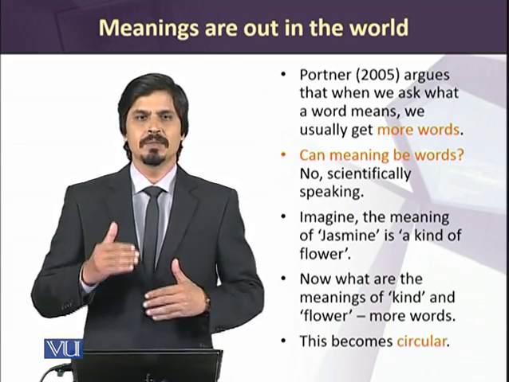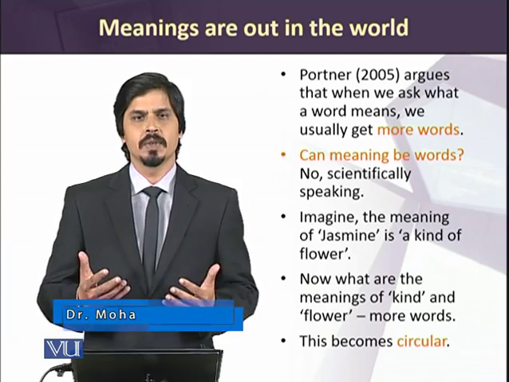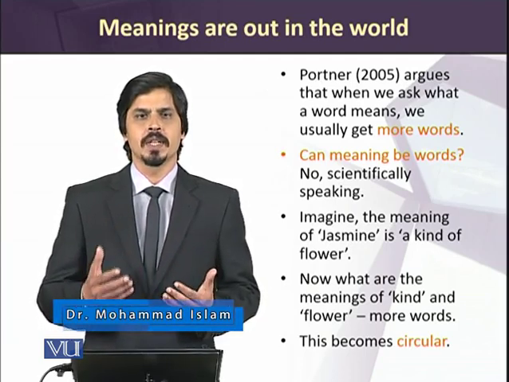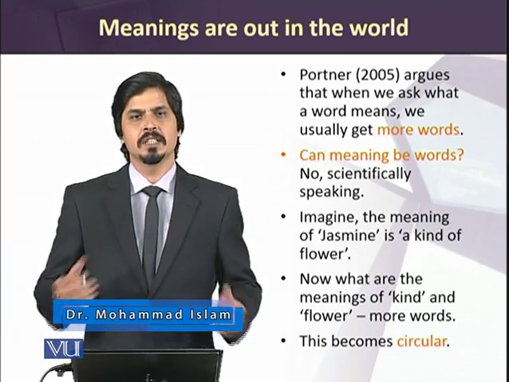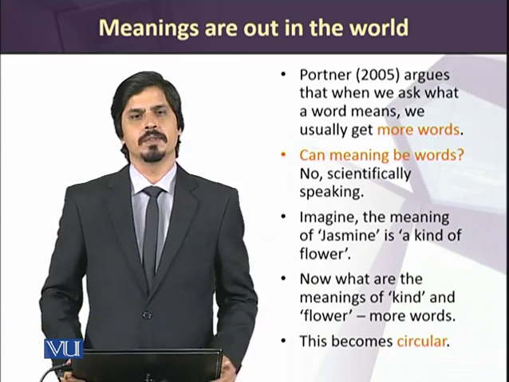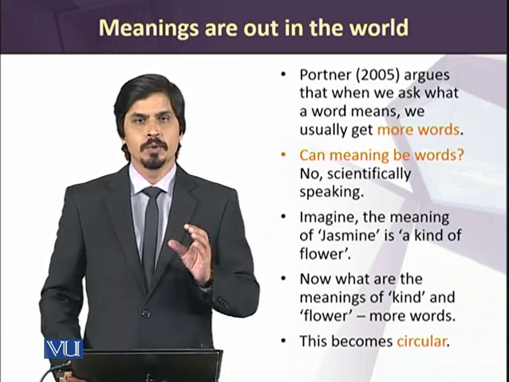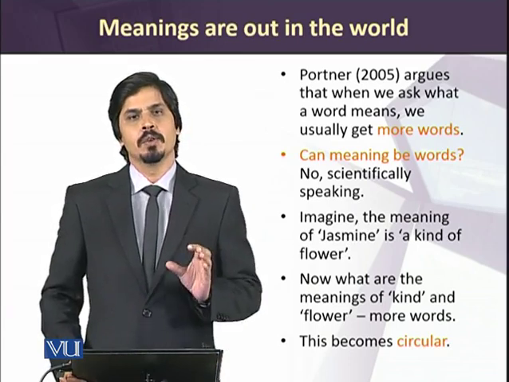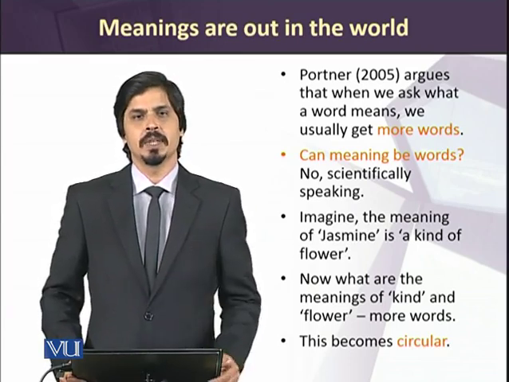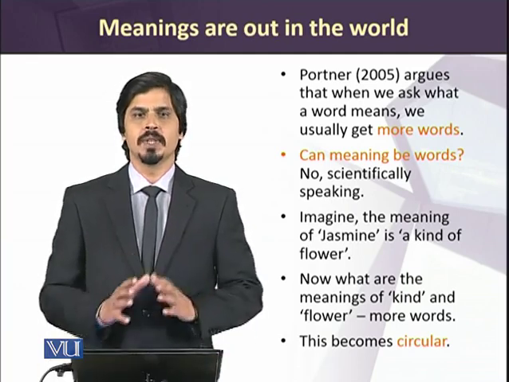But this becomes circular. I mean, digging out the meanings of a word, you find more words. In order to understand this, we need to understand more meanings. For example, the meanings of the word kind and the meanings of the word flower. If you already know these words, only then you will be able to understand the meaning of the word jasmine. Otherwise, you won't be able to understand.